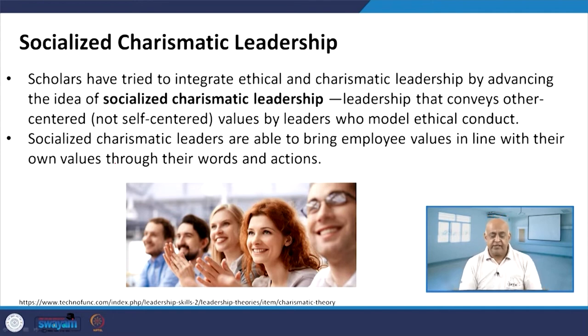Scholars have tried to integrate the ethical and charismatic leadership by advancing the ideal of socialized charismatic leadership, right? So, this is wonderful, the acceptance of the charismatic leadership. We have talked about the charismatic leadership. If you remember, in earlier sessions we have talked about the charismatic leadership. Now we are talking about advancing the idea of socialized charismatic leadership. Socialized charismatic leadership conveys other-centered, not self-centered values by leaders who model ethical conduct.